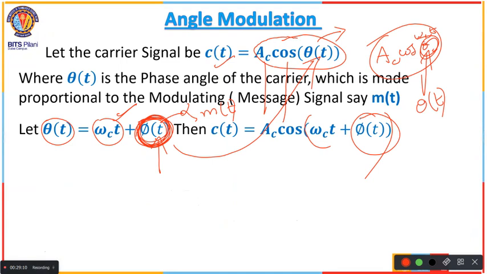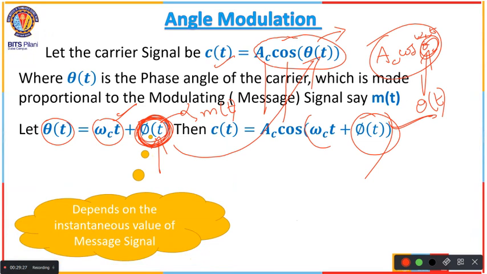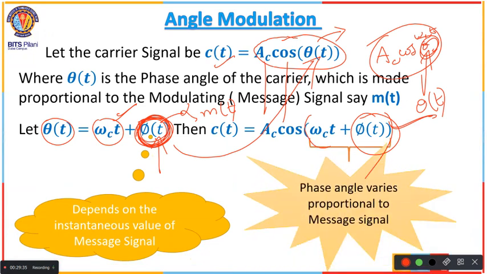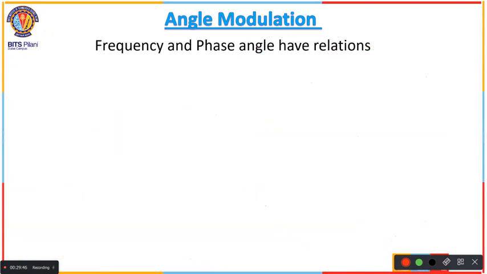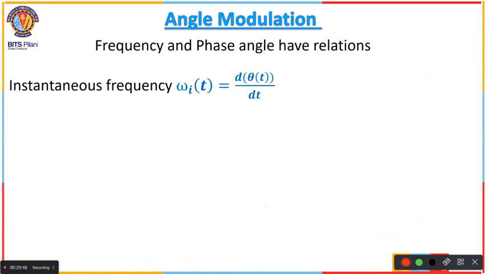Can I rewrite the equation now? I will write this particular term phi of t, the phase angle only, is proportional to the message signal. So I can just change this expression. I told you, it depends on the instantaneous value of the message signal. Now I will just change this term. The phase angle varies proportional to the message signal; this varies according to the message signal. Now I can change this expression, okay?